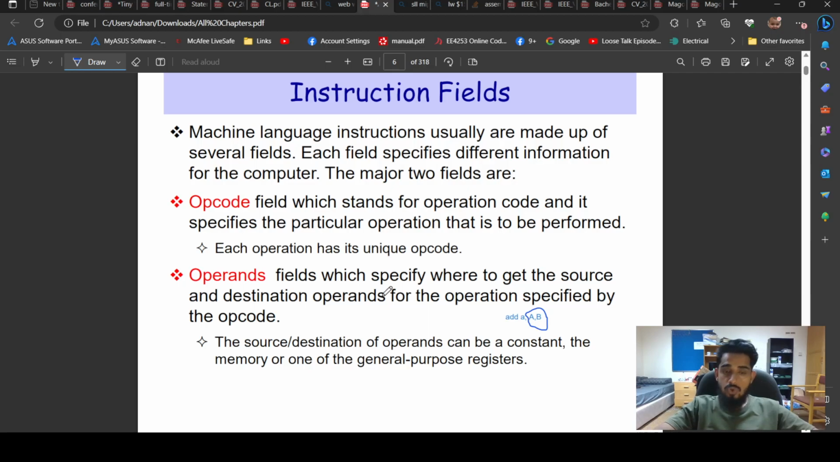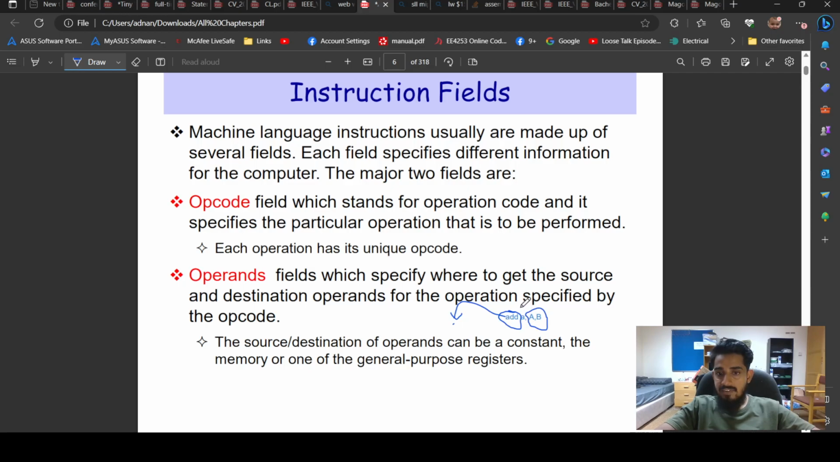I hope opcode and operands are now clear. Again, this add is the opcode, because when it goes to the machine, it has its binary value. Let's suppose the machine has the binary value 1100, not obviously, but it could be like 1100. So add is our opcode, and A and B are our operands.